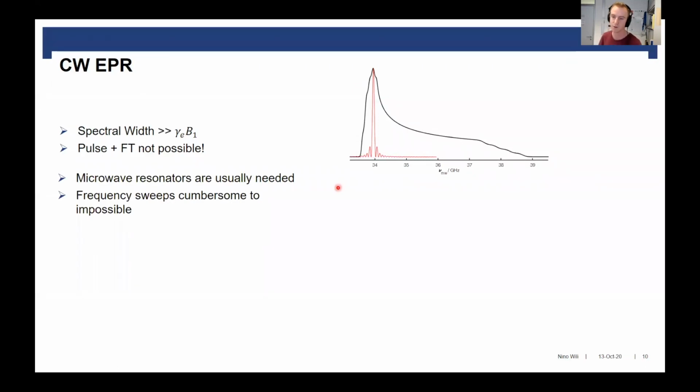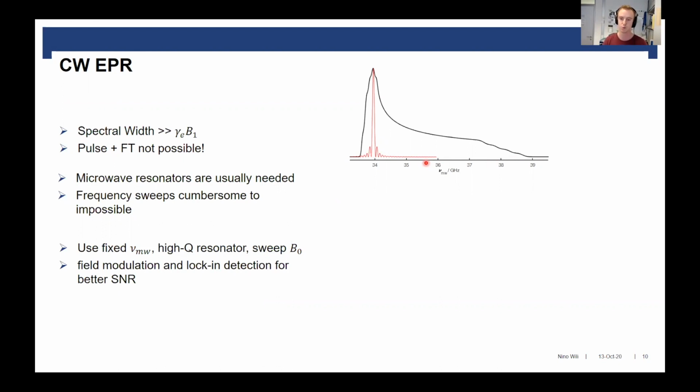Then usually we use microwave resonators, and then the frequency sweeps would also be very cumbersome. So going through this step by step would be very cumbersome, or sometimes even impossible. So you would need broadband sources that can do this. So what we usually do is we have a fixed microwave frequency, a high Q resonator, and we sweep the B0.